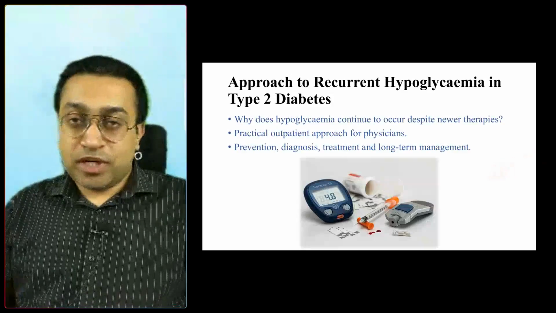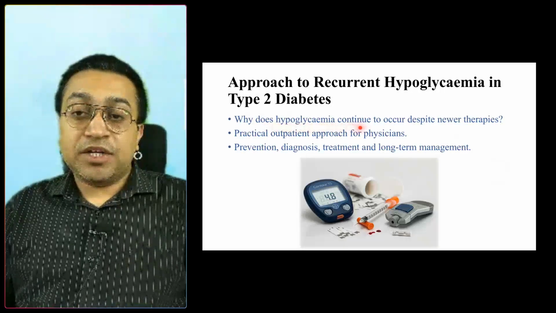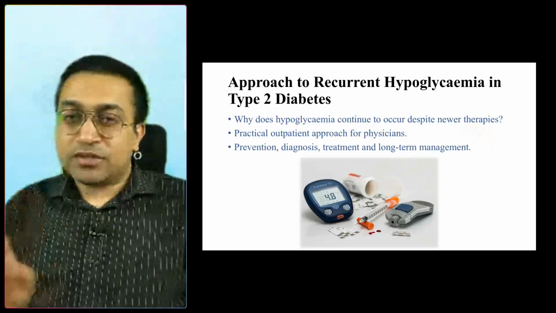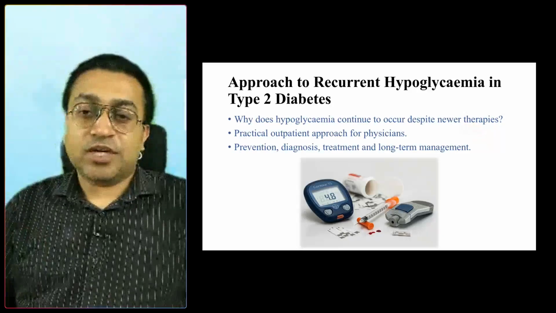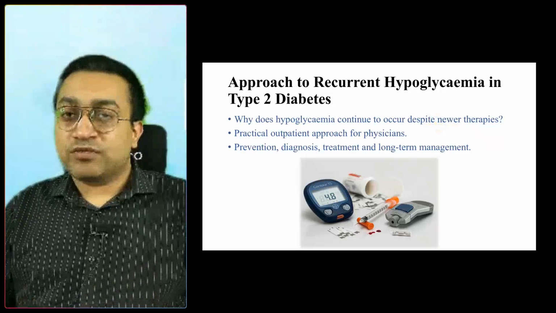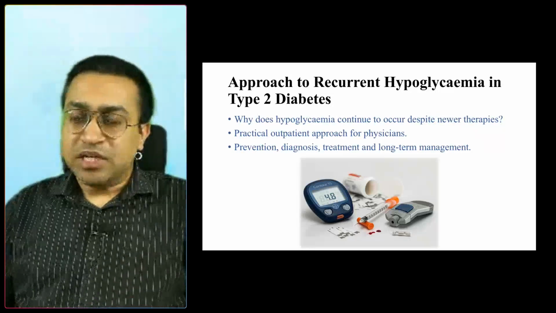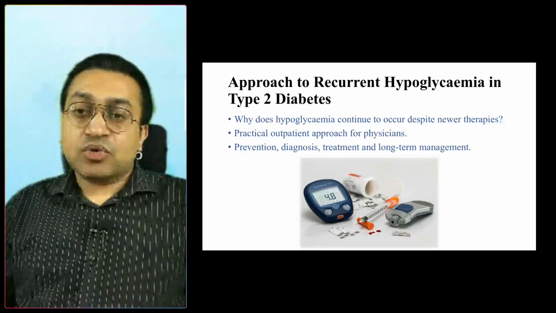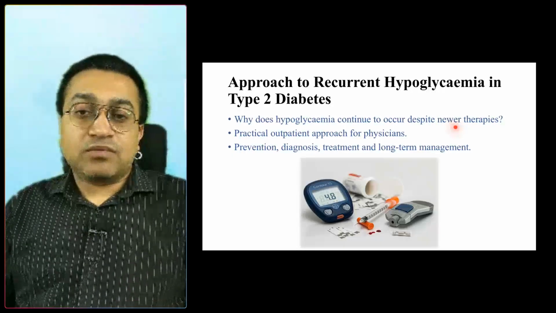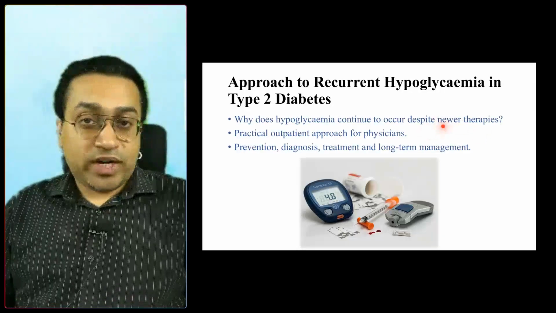So the approach to the recurrent hypoglycemia, I hope my pointer is okay. So why does hypoglycemia continue to occur despite newer therapies? A very excellent question. So I have written some pointers in each slide so that your thinking becomes active. So there are multiple therapies available now, and there is no one size fits all approach. Every patient has his or her needs, be it age, be it financials, or be it the long standing diabetes. So despite the latest technologies, latest therapies, still there are patients who are suffering from hypoglycemia, and that too recurrent. So we need to have a look at that.